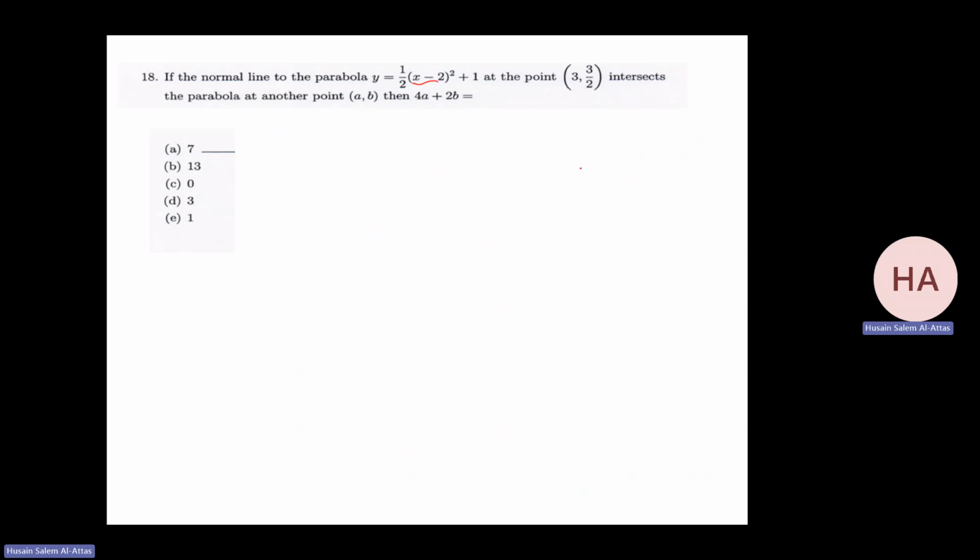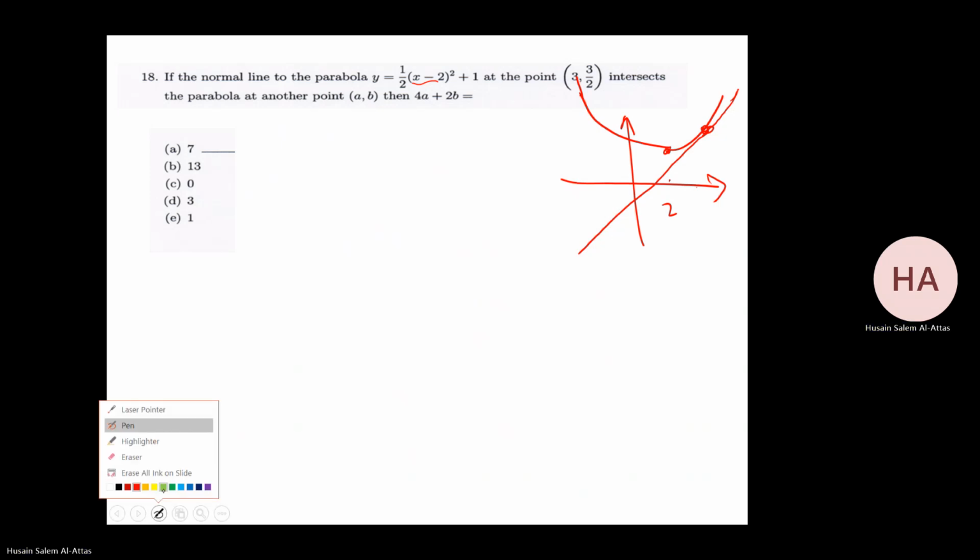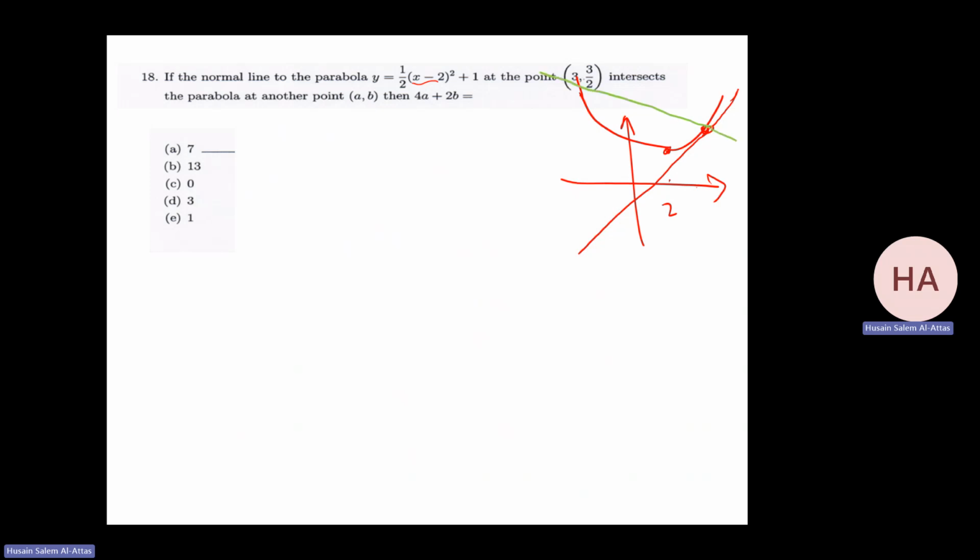I have a parabola. Just let me graph it. I have the parabola, this is the vertex, and the parabola is doing like this. And I have the point 3, and I have a tangent line here. And this is the normal line. The normal line intersects the parabola at another point. We're looking for this point. That's the question.